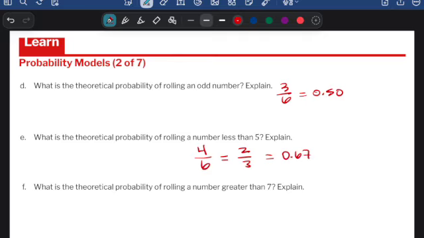What is the theoretical probability of rolling a number greater than 7? Is there a side on the die that is greater than 7? No, it only goes up to 6. So there is a 0% chance, or a 0 probability, because it's not possible. There's no side that is an 8, a 9, or a 10, or anything greater than 6.